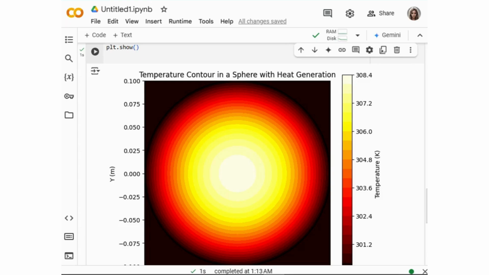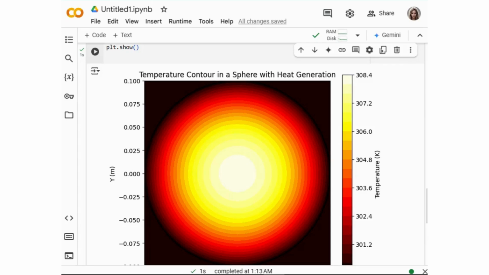Why is the center hotter? The heat is generated inside the sphere, and heat must flow outwards through the conduction process. The center has the highest temperature because heat cannot escape easily.